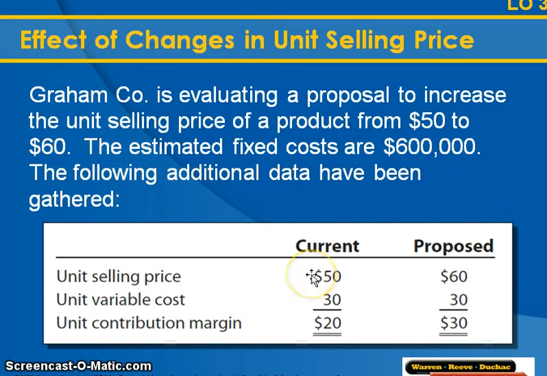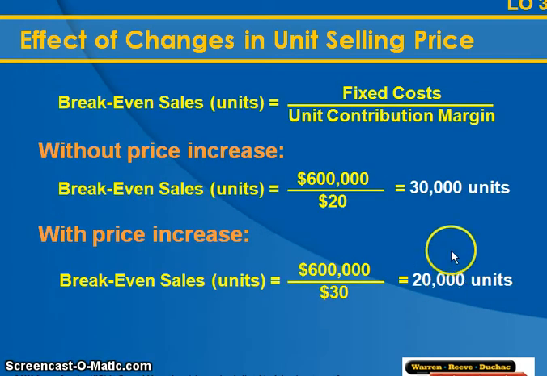So your selling price right now is $50, your variable costs are $30, you're making $20 on every sale. If your selling price is going to go up to $60, well now you're going to make $30 on every sale. So what you look at here is instead of selling 30,000 units, now you're only going to have to sell 20,000 units for the price increase.